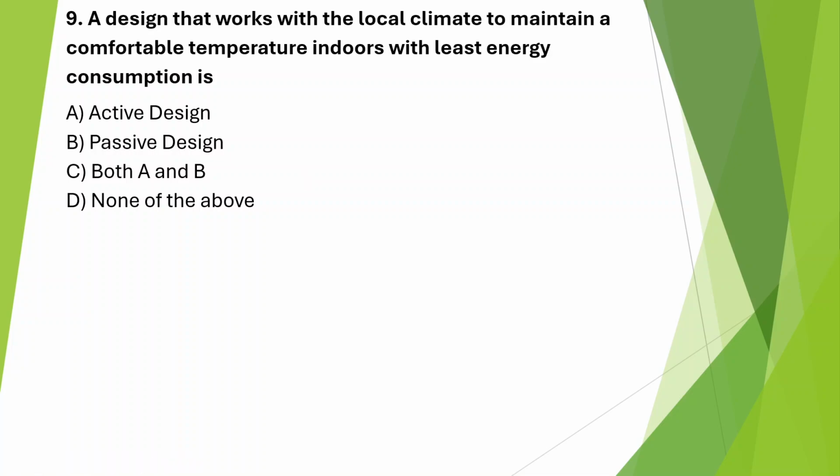Here is question number 9, second last question of today's discussion. A design that works with local climate to maintain a comfortable temperature indoors with least energy consumption. Would you call such a design an active design, a passive design, none of the above, or both active and passive designs? Try to read the question carefully. It is talking about the design that works with the local climate to maintain comfortable temperatures with least energy consumption. This is a very important question. So all of you try to give your answers correctly after reading all the options.